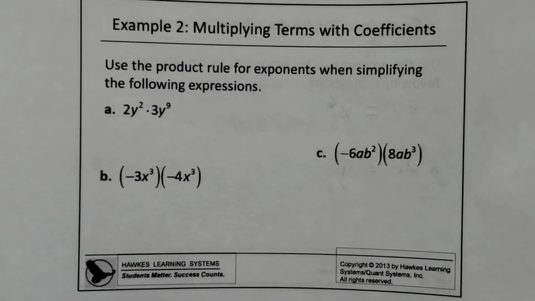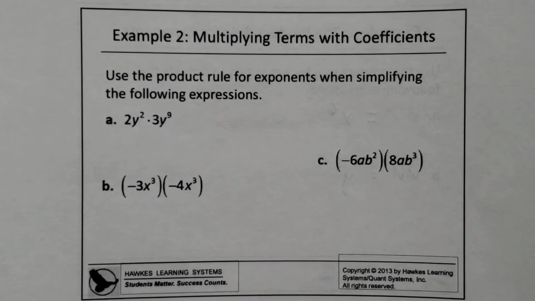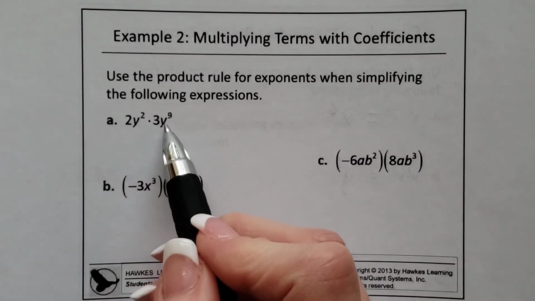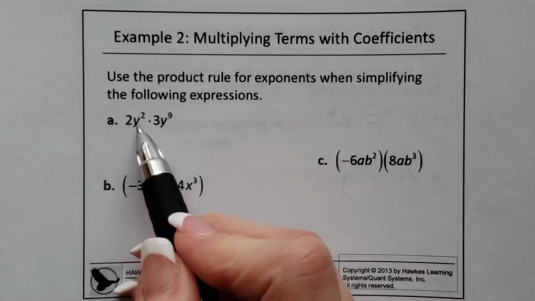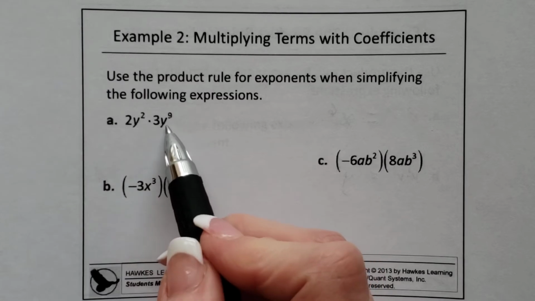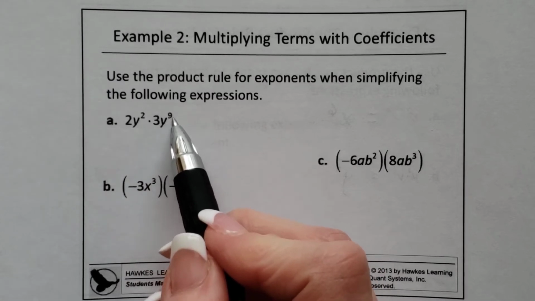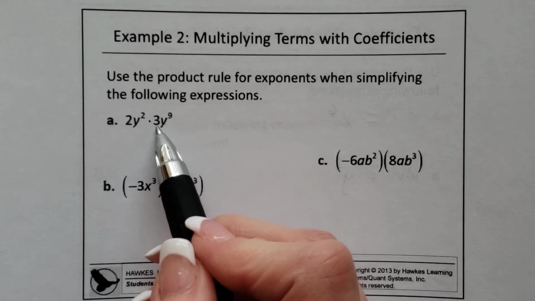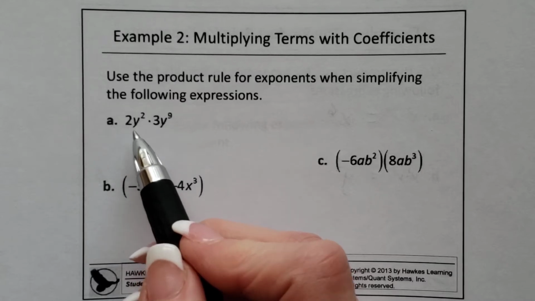All right, so now we're going to get to some problems that have coefficients. Now, if you look right here, y are the bases because y is being raised to the power of 2, and this y is being raised to the power of 9. But both of those bases are being multiplied by a number, and those numbers are now coefficients. These numbers in the front don't have exponents, so now they're coefficients.